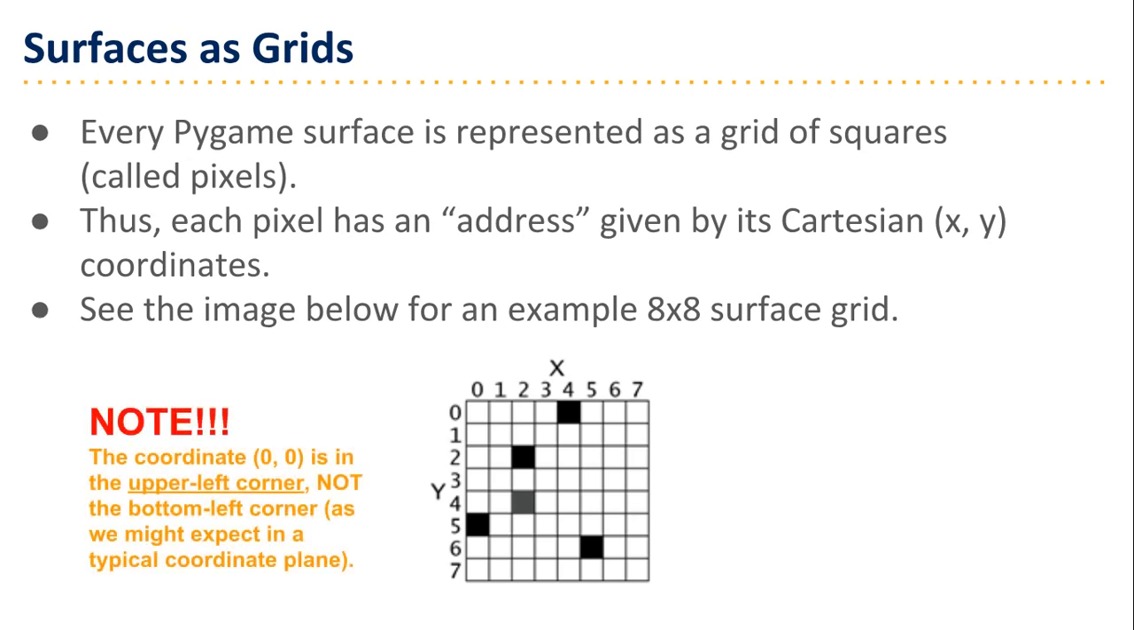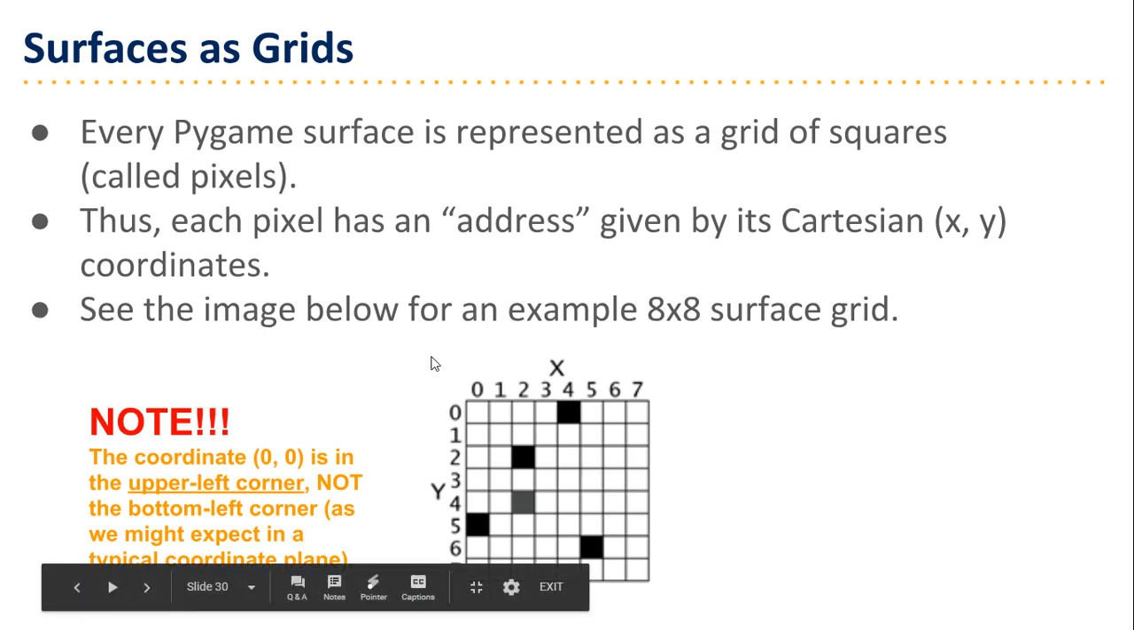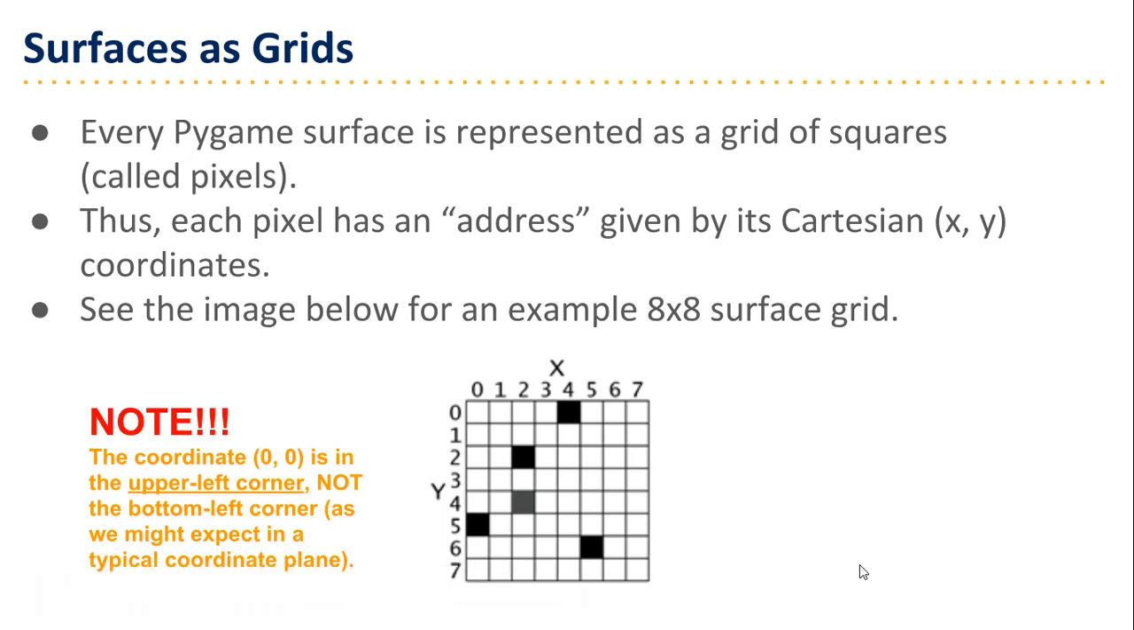Something important to note. First, of course, it's zero indexed like most things in Python, but also the coordinate 0,0 is in the upper left corner, not the lower left corner like we might expect in a coordinate plane and like we've seen in math class. It's in the upper left. So the X from left to right increases from 0 to whatever, which makes sense, but Y is a little non-intuitive. It starts at 0 at the top and then goes down, getting larger. So remember this, or you could get messed up when you're trying to place things on a surface.